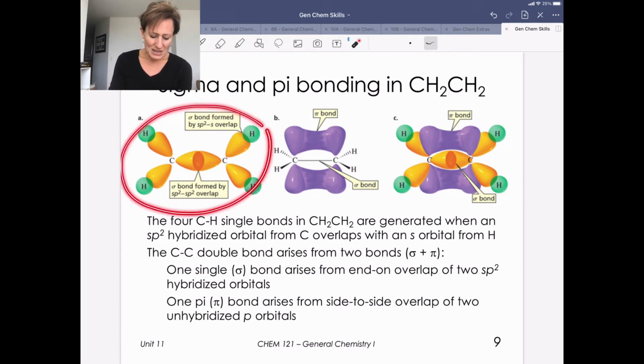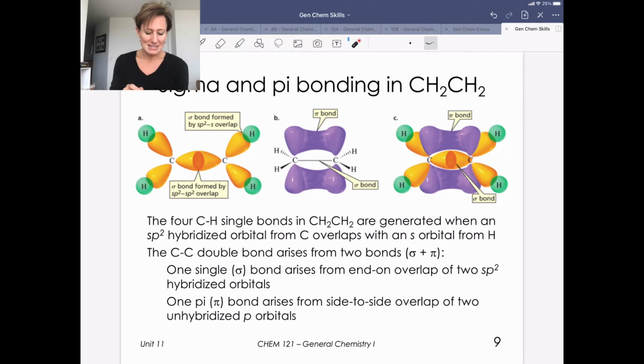So what we have here is all of the sigma bonds, the single bonds. We're going to have 4 carbon-hydrogen single bonds. Again, those are sigma bonds. They're going to be generated when we have the sp2 hybridized orbital from carbon overlapping with an s orbital from hydrogen. Okay? Now we have to think about the double bond that we have there. That carbon-carbon double bond arises from 2 bonds. Remember, there's going to be the sigma bond and the pi bond. If there's 2 bonds, we have to have a sigma and then at least 1 pi. If it's a double bond, 2 bonds; if it was a triple, 2 pi's, as we'll see in a minute.